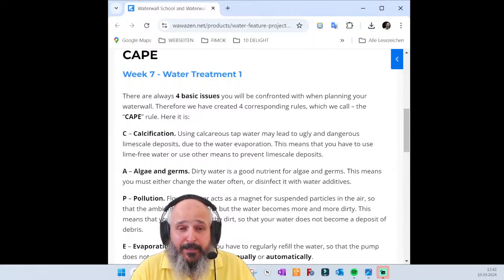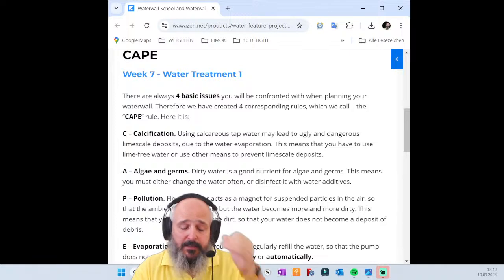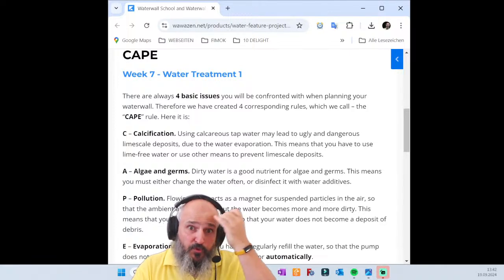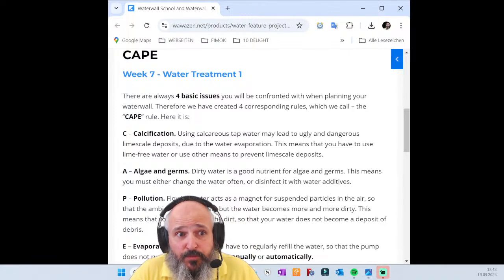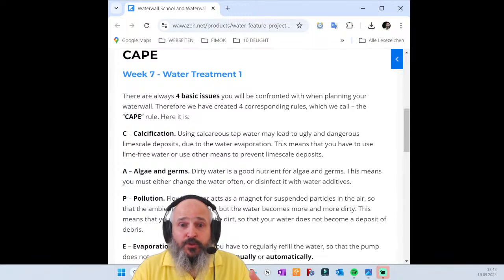Then P stands for pollution, because your indoor waterfall is an air washer and all the hovering particles in the air, and also microdust, and anything else that is hovering will be removed by your waterfall, which means that it is getting more and more dirty after a while, and you need to filter that. There are several ways to filter this.